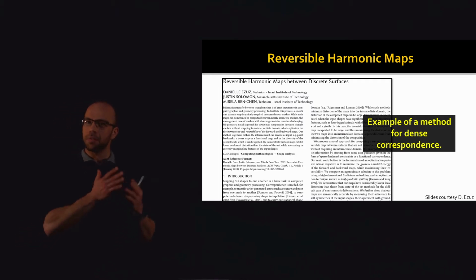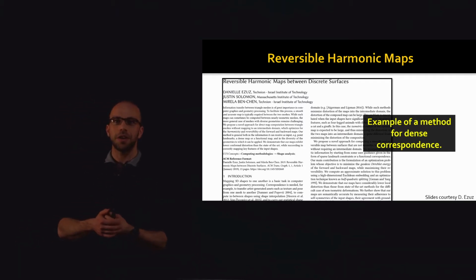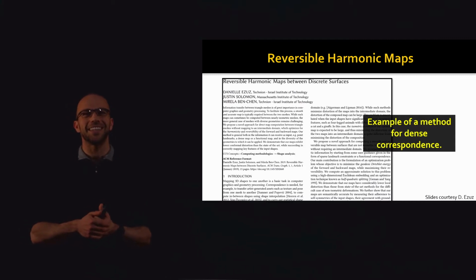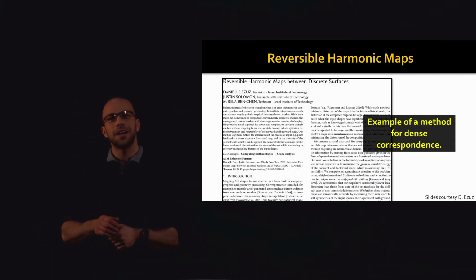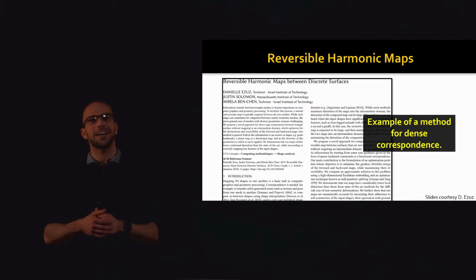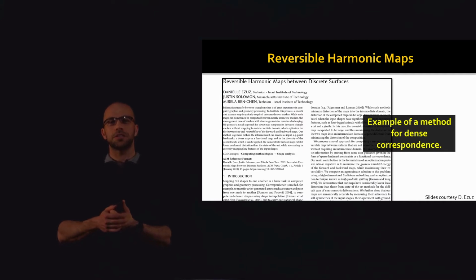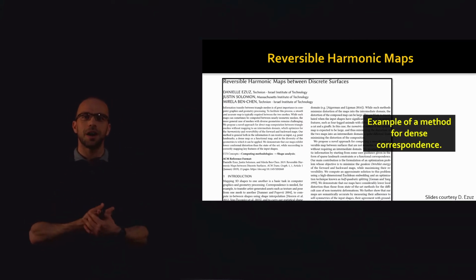I should be really careful here to give all the credit for the hard work and the interesting ideas to Danielle Zeus, who was a graduate student at the Technion at the time. She's moved on. But this is basically just an example of a method for dense correspondence from one surface to another that, in this case, is just trying to optimize the distortion of a map.